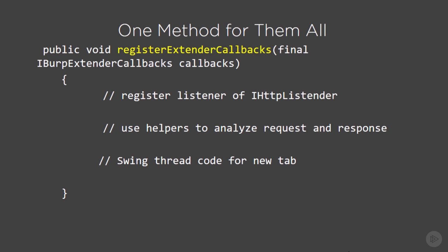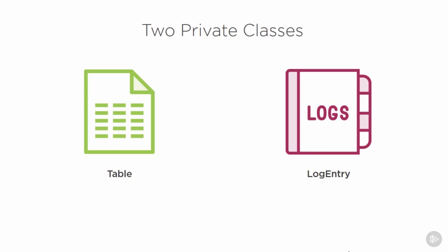Of course, looking inside of the registerExtenderCallbacks method, you will see the registration of the listener. There's also a lot of use of helper classes here to analyze the request and responses and to get details from them. And then you're going to see a huge Swing thread that handles all of the GUI interaction. Also make note that there are two private classes that are declared in the Burp extender class. One is called Table and the other is LogEntry.